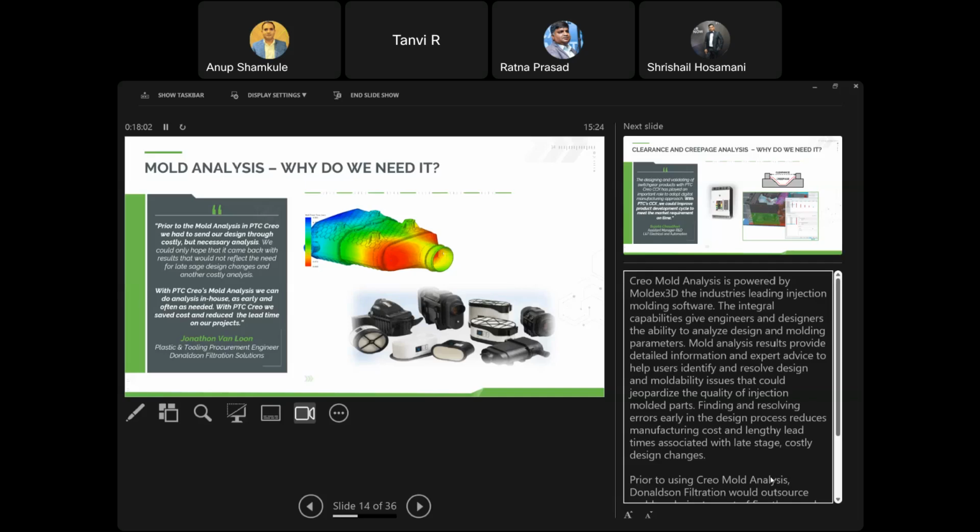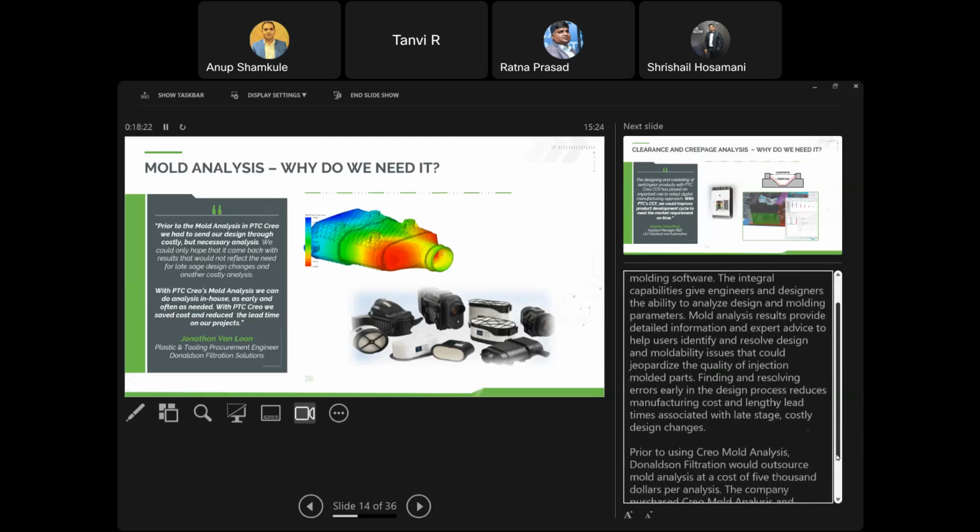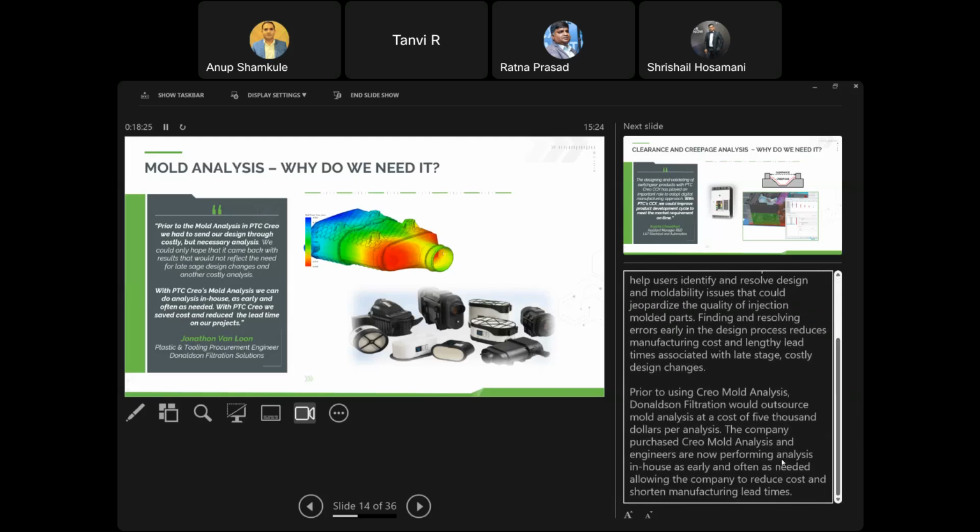These are issues which can spoil the quality of the injection molded parts. Finding and resolving errors early in the design process will reduce the manufacturing cost and the lengthy lead times associated with the late stage. Okay, if you look at the quote given by one of the customers, prior to using Creo mold analysis, they used to outsource the mold analysis at a cost of $5,000. They purchased this, and they have reduced the cost as well as the time for communication with the outsourced work, by implementing it in-house.